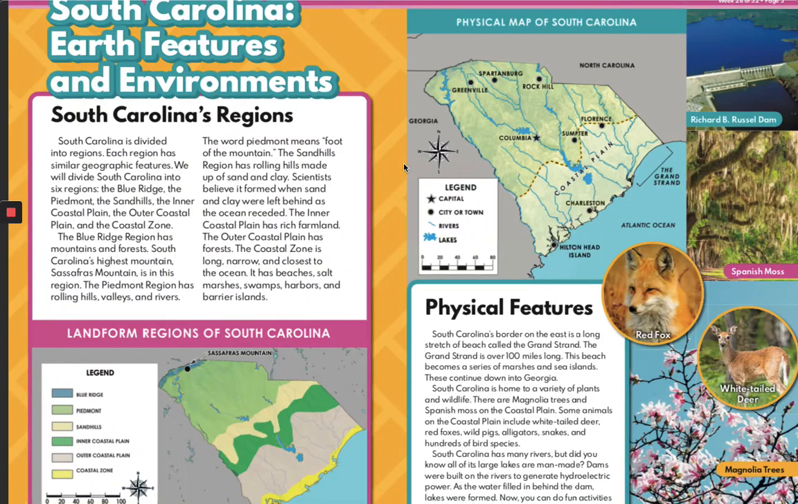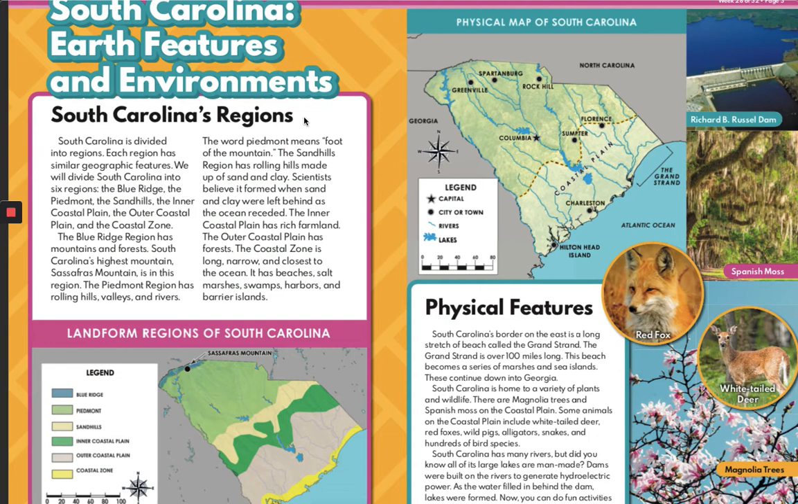Alrighty, friends, so for social studies today, we are focusing on this article, South Carolina's region. We're still looking at South Carolina and the earth features and environments that our state has. So physical features is what we will do tomorrow, but today we are focusing on South Carolina's region. So follow along on your packet as I read the article, and then you are going to answer the questions in your packet or on another sheet of paper.